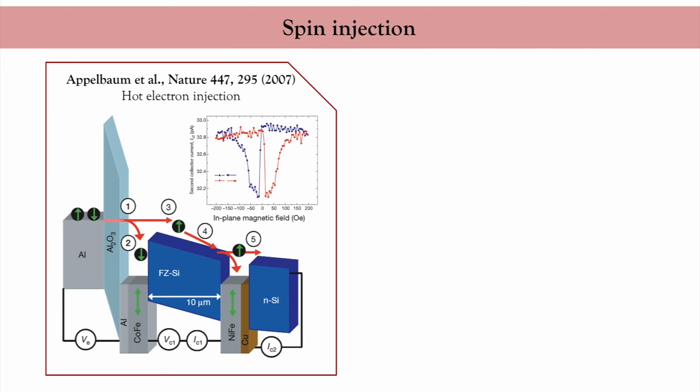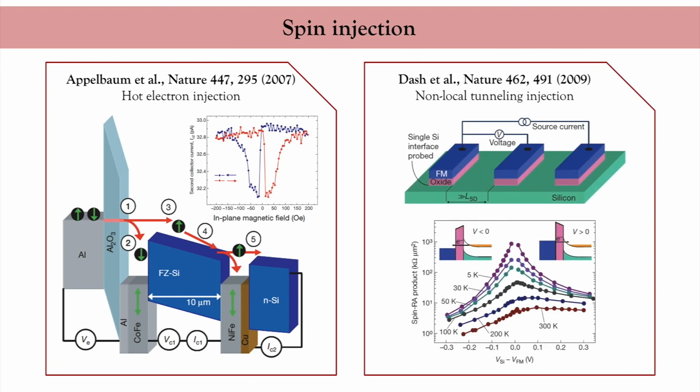The second experiment is due to Dash and coworkers. The authors used a lateral spin valve, and they insert a tunnel barrier between the polarizer and the silicon. This allows them to inject spins on the one side and detect them on the other side. This way, the authors could evaluate spin relaxation length up to 300 nanometers at room temperature.